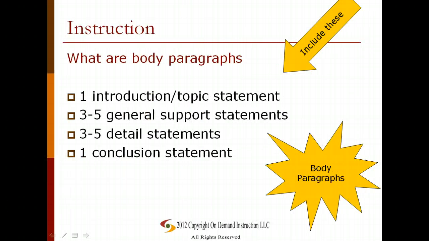Now the bulk of any essay is taken up with body paragraphs, and here's what goes into body paragraphs. You're always going to start off with a strong introduction or topic statement. This gives general information about what will be covered in that particular paragraph. Following that, you're going to have a combination of general support statements, which are very broad, and detail statements, which are very narrow. You may have anywhere in the range of 3 to 5 of either of those. And then we're going to wrap up every paragraph with a conclusion statement. You always want to do that.